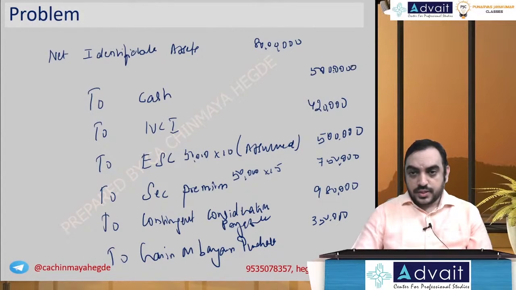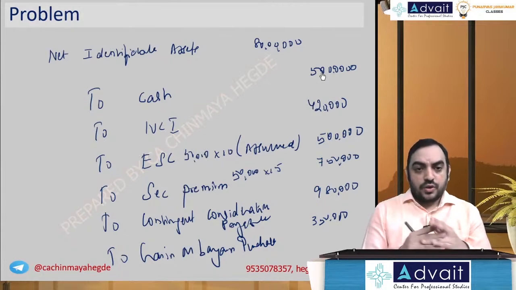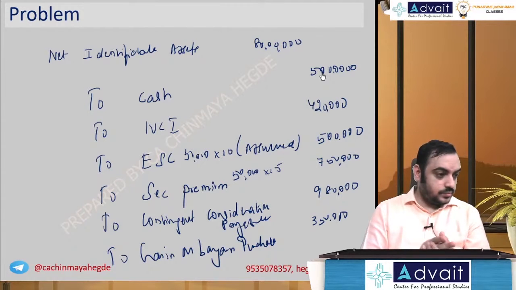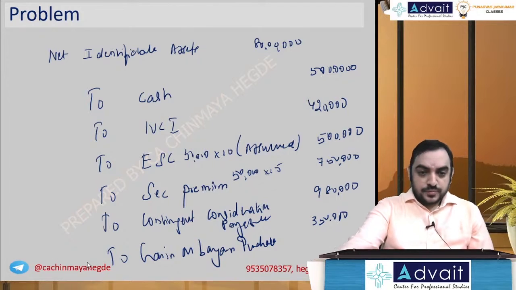This is 50 lakh. Okay, I missed one zero. Yes, that is total of 80 lakhs. Okay, hope you got it. Good.